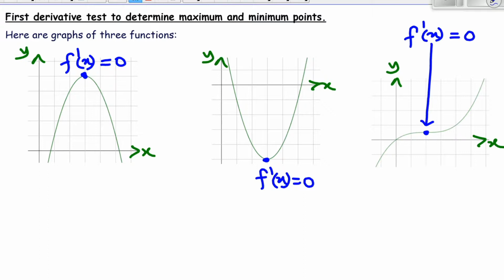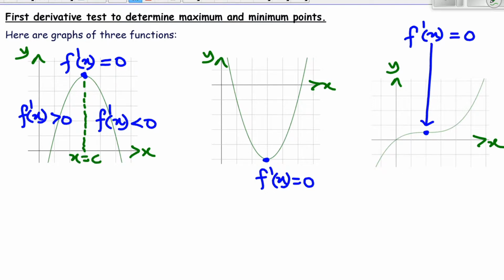Now, on the left of this graph, f dash x is greater than 0. Of course, the slope is positive. And on the right, f dash x is less than 0. The slope is negative. Okay? And by the way, let's call this point here x is equal to c.